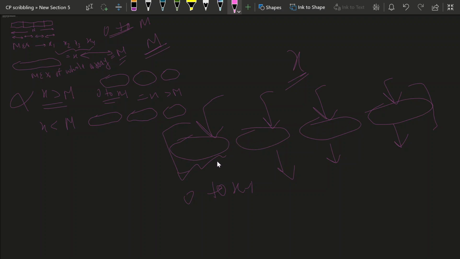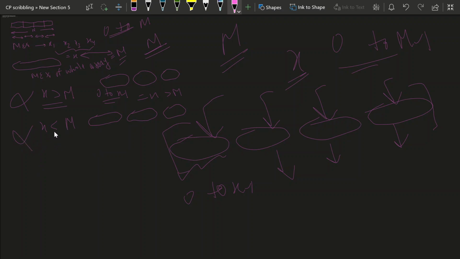If you want the MEX of all of these segments to be equal to x, then you know for sure that none of them contains x, right? But when we were finding the MEX of this whole array, we knew that the MEX is m, which clearly states that all the values from 0 to m minus 1 are present. And since x is less than m, we know that x will definitely be present in this array, right? So this case is again contradicted.